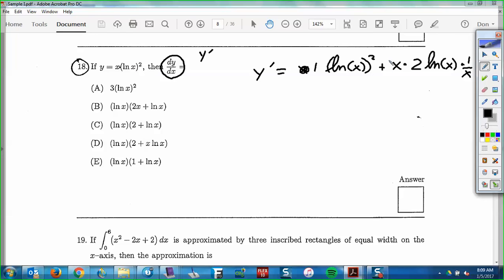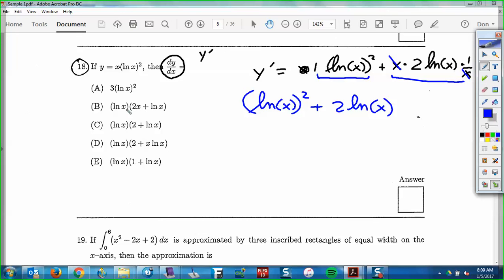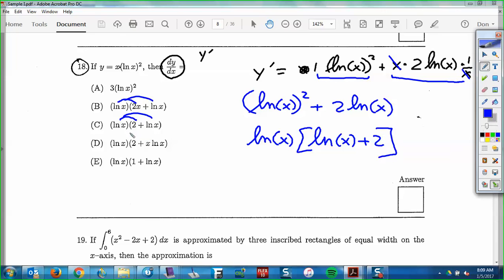That makes sense? And then right here, this x and this x cancel, because you've got this term here, and you've got this term here. So we've got ln x all squared plus 2 ln x. And then you look at your answers and they don't really match. Well, you could distribute each of these, or you could do what here? Just factor out an ln x. If you factor out an ln x, that leaves you ln x plus 2. So, right here. Does that make sense? Was your derivative wrong?